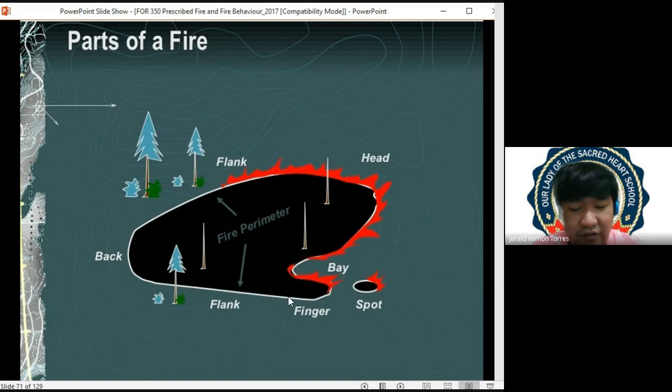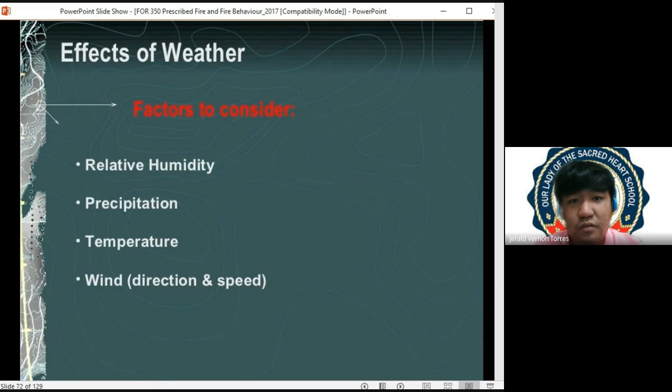Then we have the fingers here. Tawag, at yung mga separated or isolated flames natin, tatawagin yun na spot. So we have the head, the proceeding area, the flank, the sides. Ito, bay tawag dito. And yung discordant fire natin would be your fingers, no? Then, tong mga isolated is a spot and tong buong area that is affected by the wildfire, tinatawag yan na fire perimeter.